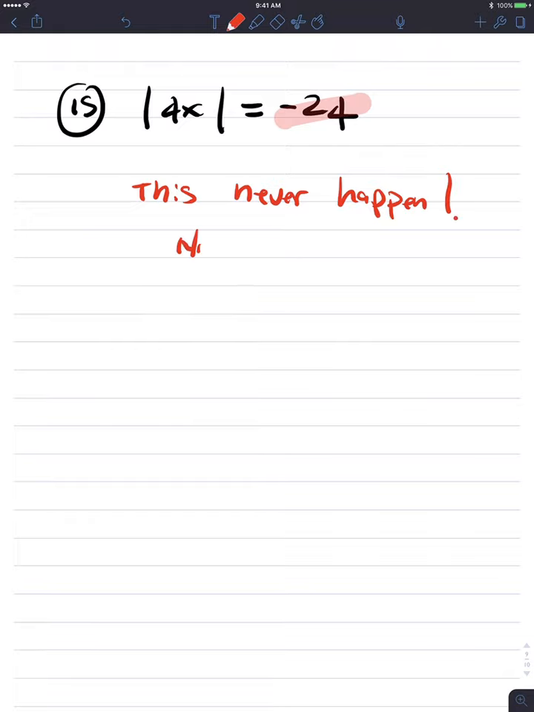Okay, there is no real solution. No real solution. Your solution set is empty. We got the empty set, number 15.